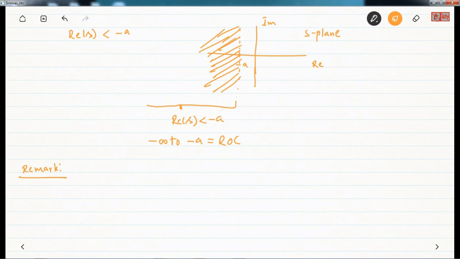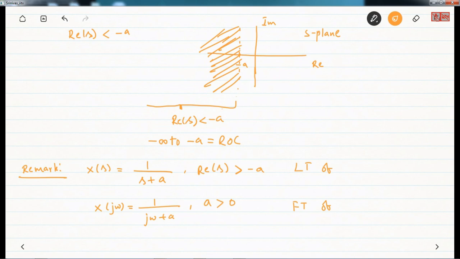Then we will do two more examples. Another remark is: X of s is 1 by s plus a, where the real part of s is greater than minus a, and X of j omega is equal to 1 by j omega plus a, where a is greater than 0. So this is the Laplace transform, this is the Fourier transform of x of t equal to e power minus a t u of t. Right? So in the first example, if you just see this.